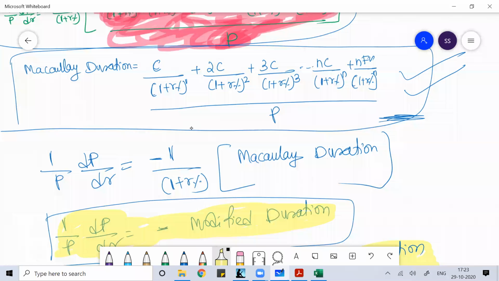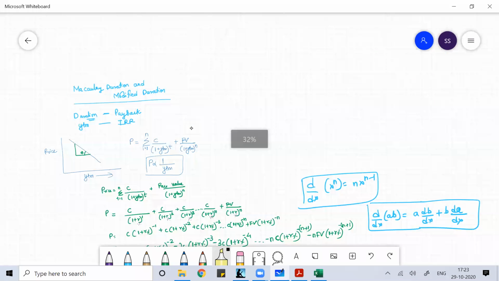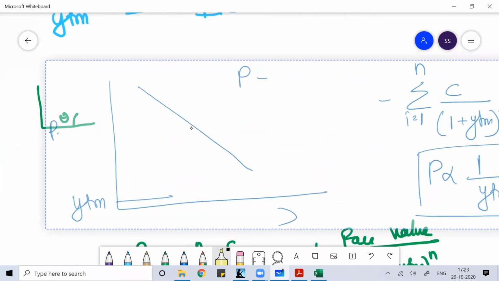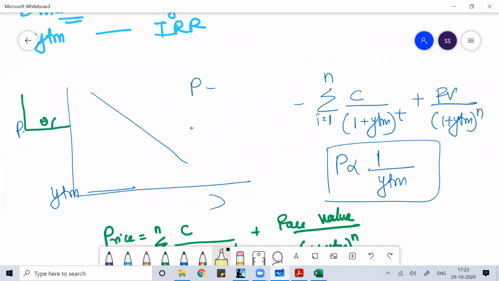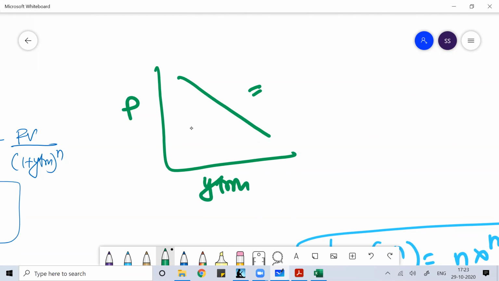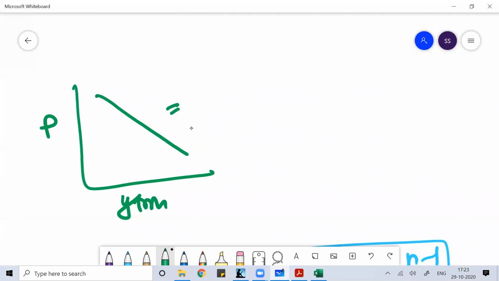Because price and interest rate are inversely proportional, we believe that the change between the price and the YTM is inversely related. And this rate of change of price with respect to the rate of change in the yield to maturity of the debt instrument is basically measured by duration.